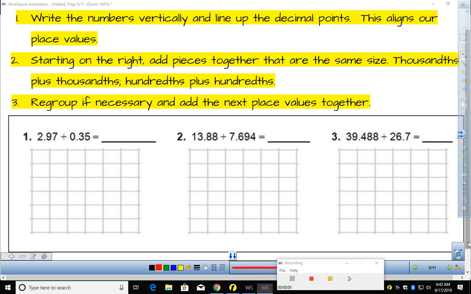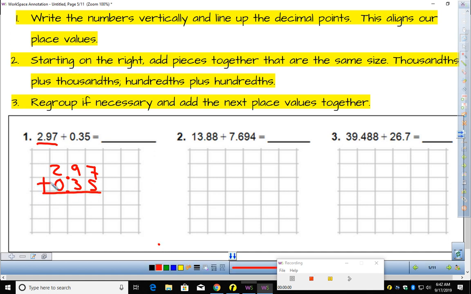What I like to do first when I'm writing these problems myself is take my decimal points and draw them first. Then I write this number, 2 and 97 hundredths, and I take this number, 0 and 35 hundredths, and line it up so it looks the exact same. What some students do is they think that the 35 needs to be all the way to the left, and that's not the case. You want to make sure when you write your numbers that they look the exact same here.